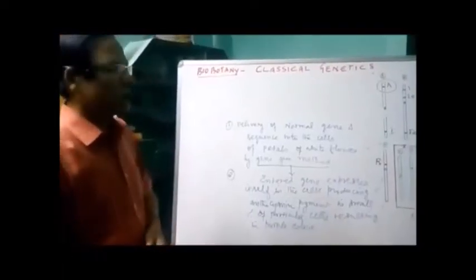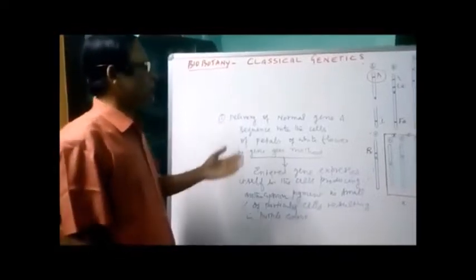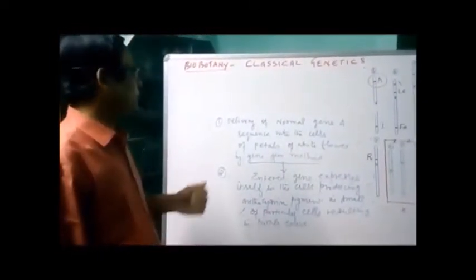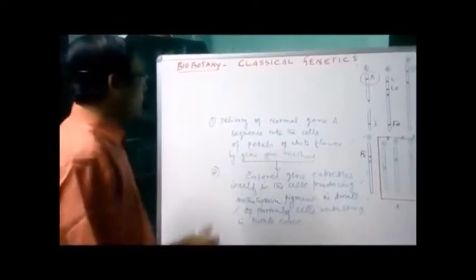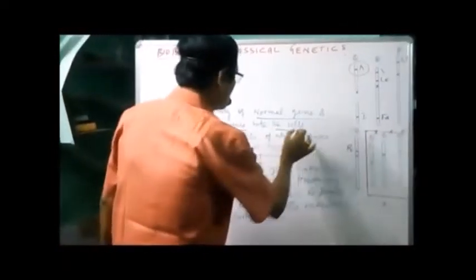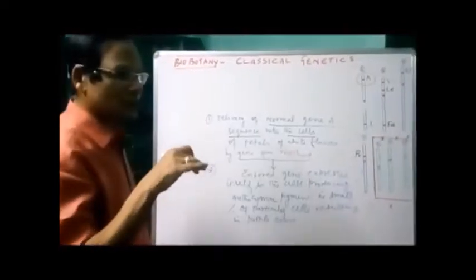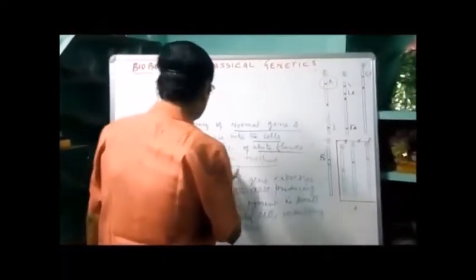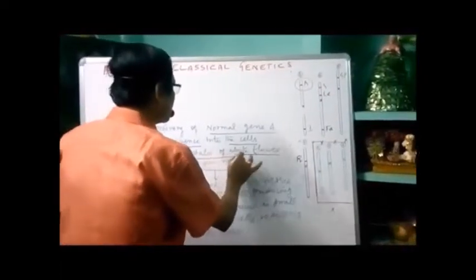Researchers wanted to know how the gene for flower color, that is gene A, is functioning. So they delivered normal gene sequence A into the cells of petals, not all the cells, into specific cells of petals of a white flower by the gene-gun method, the method adapted.